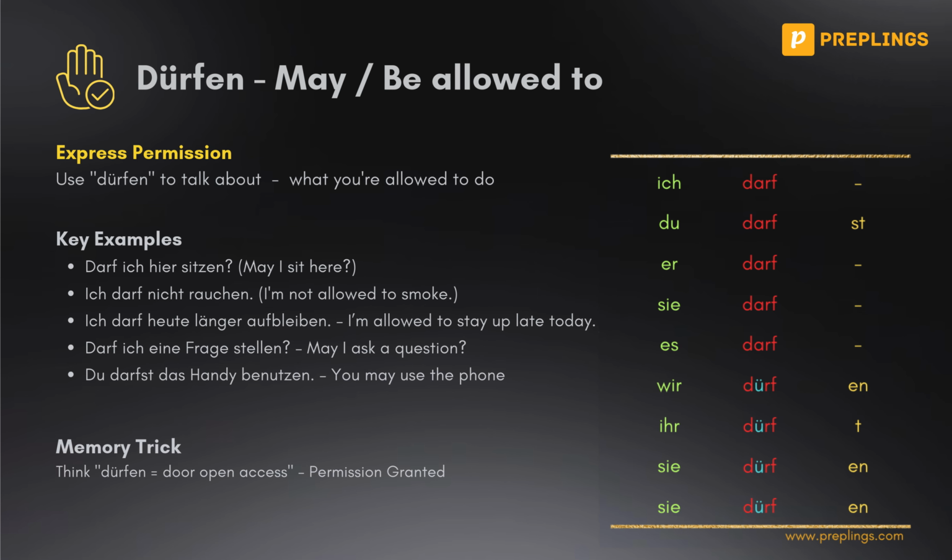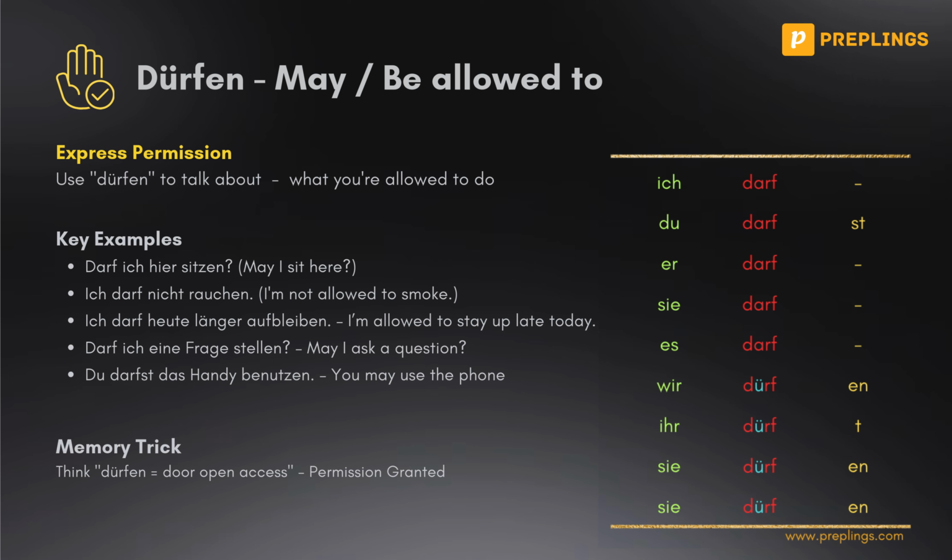The next modal verb is dürfen, which means may, or to be allowed to. We use it when we want to take permission. On the right side, you can again see the conjugation table of the modal verb dürfen. Let us see some examples.